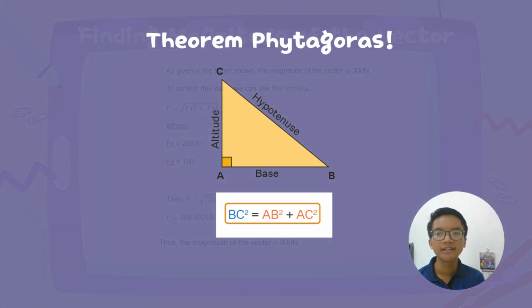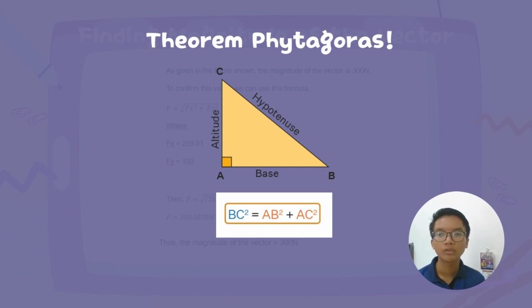Actually, this is the slide where the question should be asked, and we use Pythagoras theorem where the hypotenuse is F, and the other sides will represent Fy and also Fx. So the equation should be as shown: BC squared equals AB squared plus AC squared.